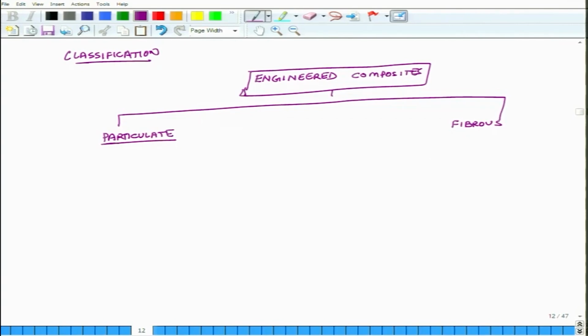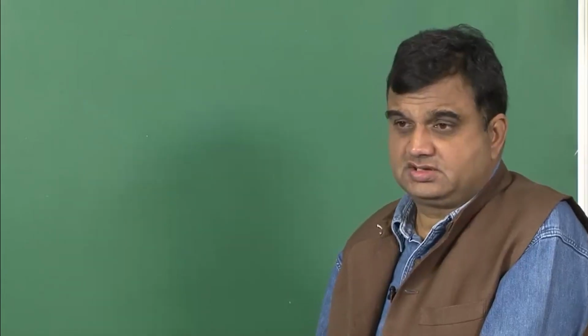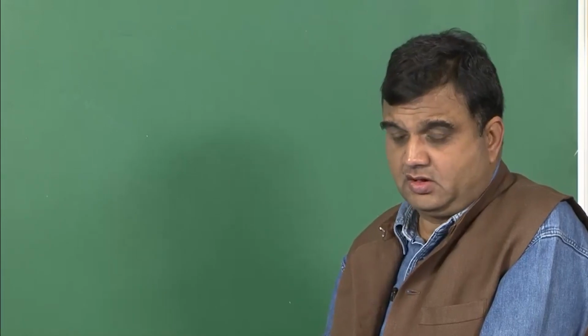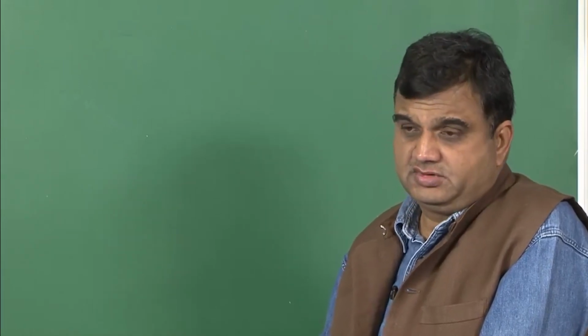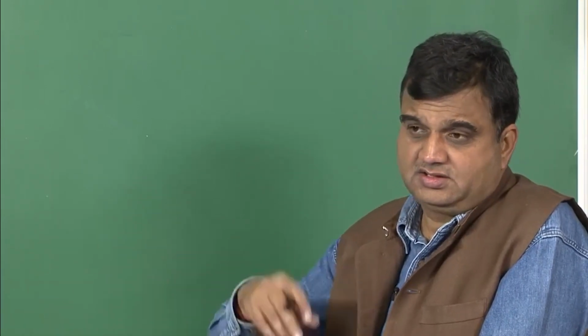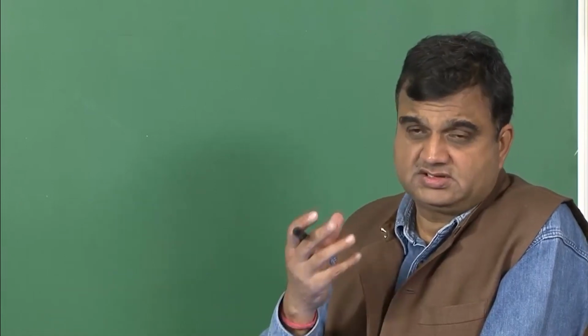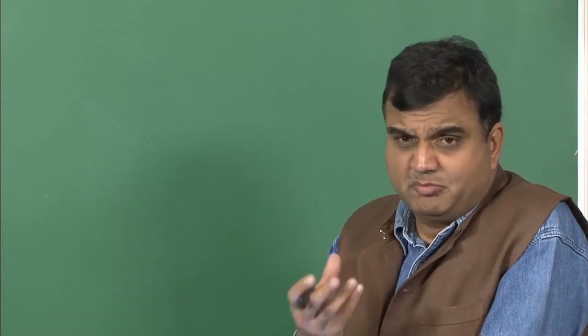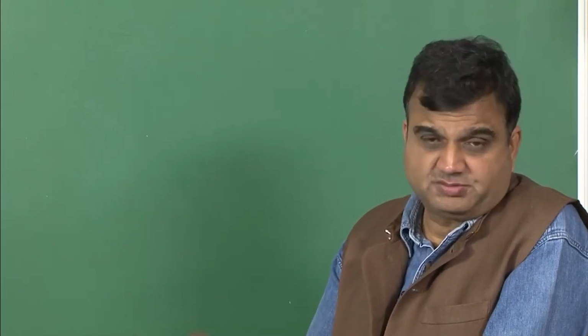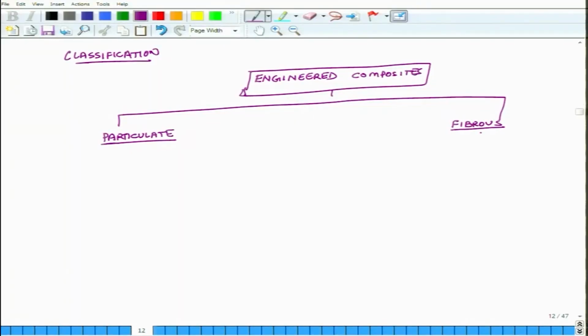Particulate composite is a composite material which has a mixture of particles, for instance cement, for instance concrete, which is a mixture of particles and cement. So, it has a mixture of particles or some lumpy things and a matrix material. In concrete, that would be cement and sand. And in fibrous composite, you have fibers, that is one constituent, and other constituent would be some matrix material.